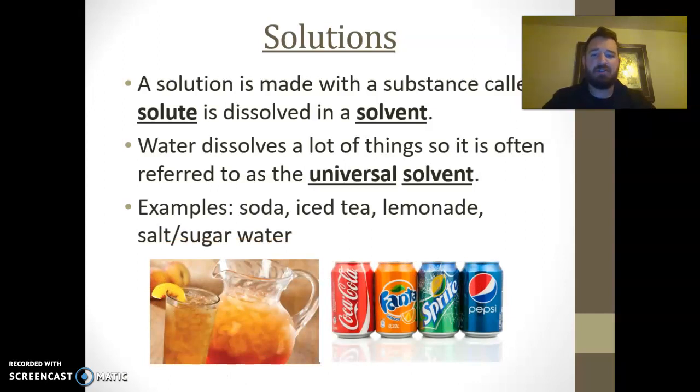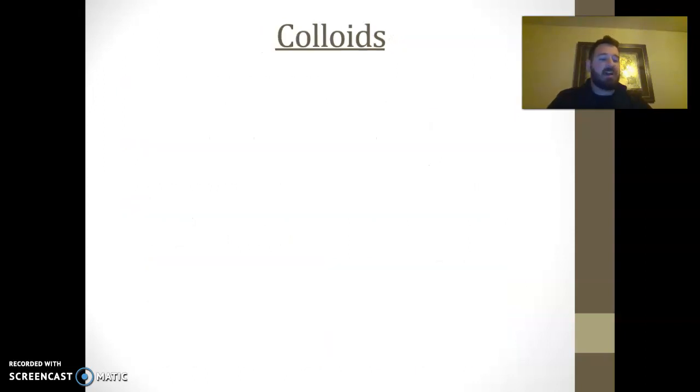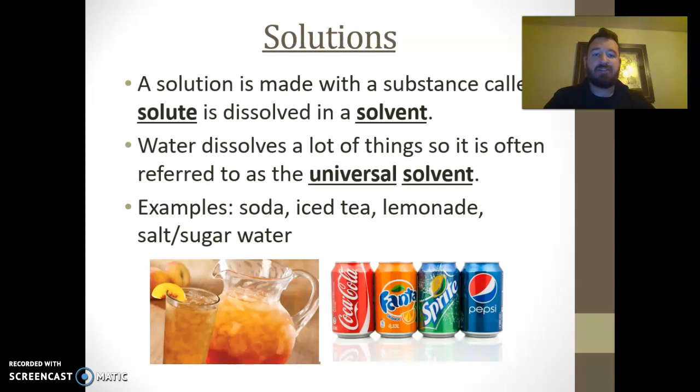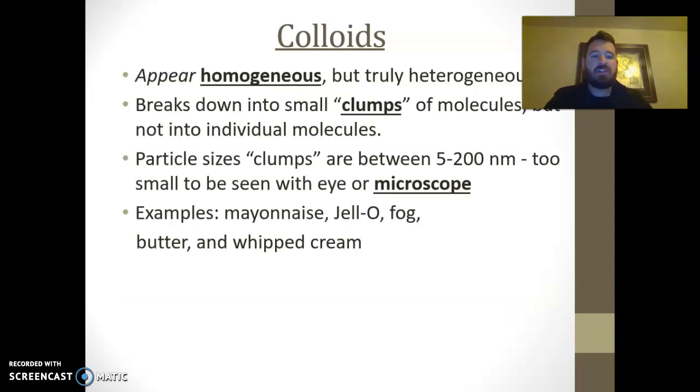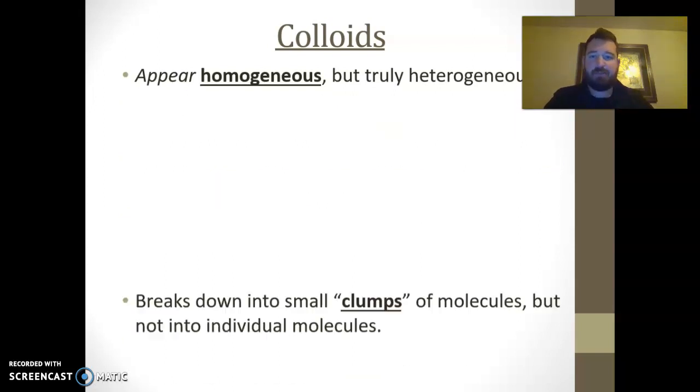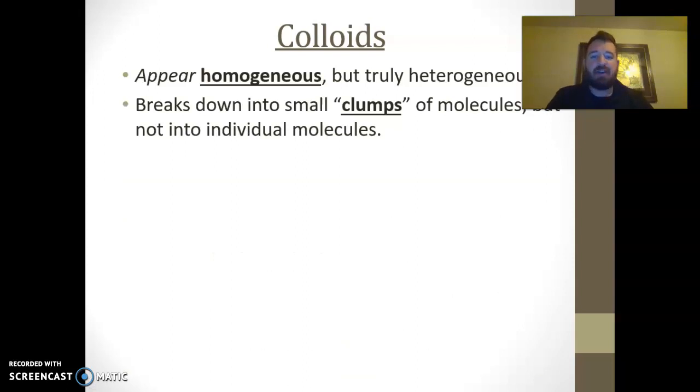Some examples of solutions would be soda, iced tea, lemonade, or sugar water. These are all things that look uniform throughout. Even if we use a microscope, we would not be able to see different clumps or pieces in there. Our next type of mixture is going to be a colloid. Solutions have the smallest particles in our mixtures, while colloids have the next smallest. They're still very, very small, just not as small as a solution.